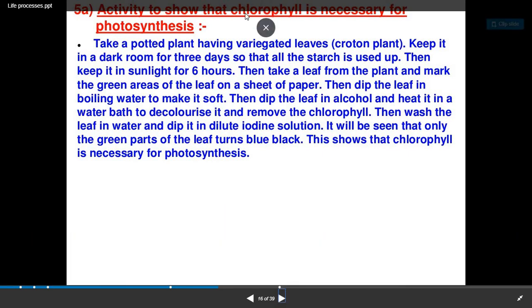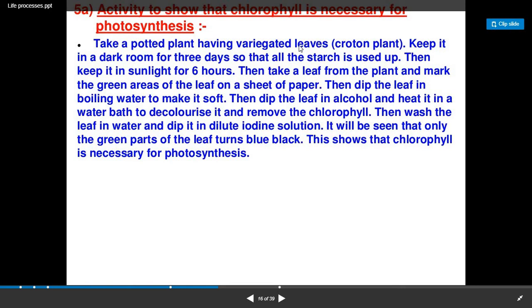Now there are two activities by which we can conclude that chlorophyll and carbon dioxide are necessary for the process of photosynthesis. The first activity is to show that chlorophyll is necessary for photosynthesis, meaning without chlorophyll the process of photosynthesis cannot be completed. In this activity, you have to take a potted plant having variegated leaves, for example a croton plant.